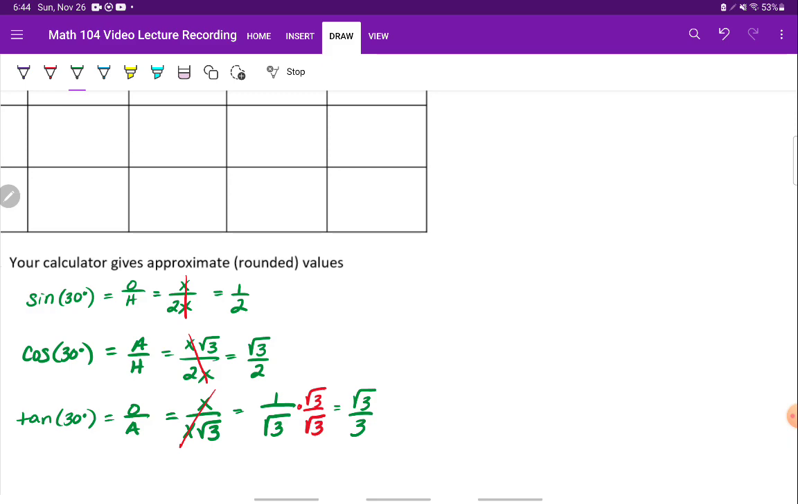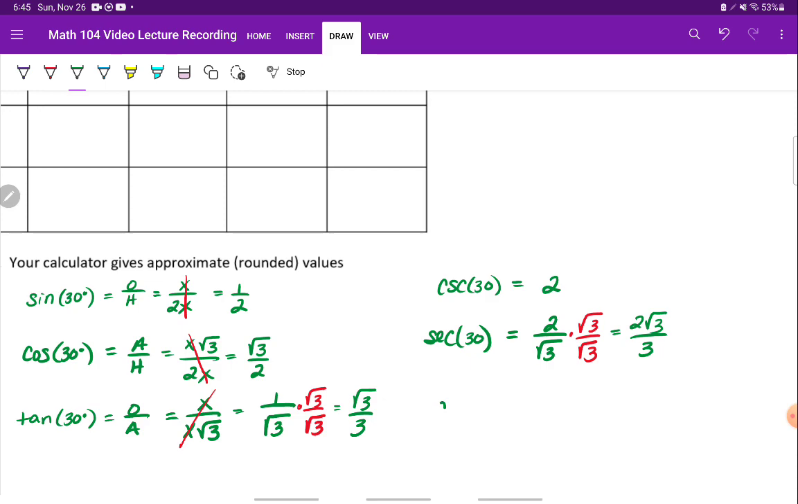To get our other three trig functions, we know they're just the reciprocal. So cosecant of 30 degrees will be the reciprocal of 1/2, which is 2. Secant of 30 degrees, that'll be the reciprocal of square root of 3 over 2, so that's going to be 2 over square root of 3, and we'll rationalize. That gives us 2 square root of 3 over 3.